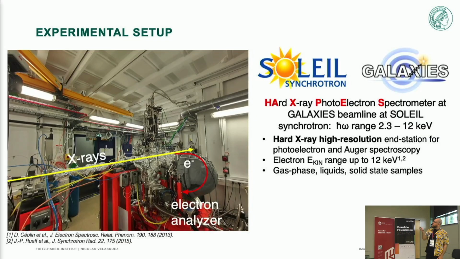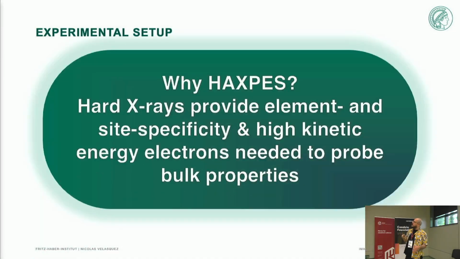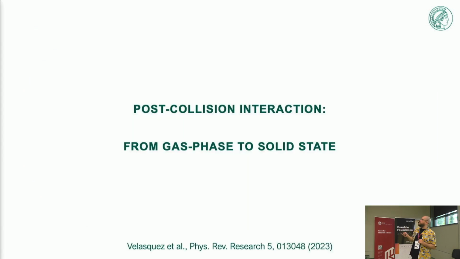So, we took all our samples. We went to the Soleil synchrotron in the outskirts of Paris, and we went to the GALAXIES beamline, specifically to the HAXPES end station. And here you can do gas phase, liquid phase, and solid state experiments. And why did we use HAXPES? Not the end station, but rather the technique. So hard X-ray photoemission spectroscopy, because hard X-rays give you the element and site specificity, as well as high kinetic energy electrons that you need if you want to probe bulk properties of your systems.